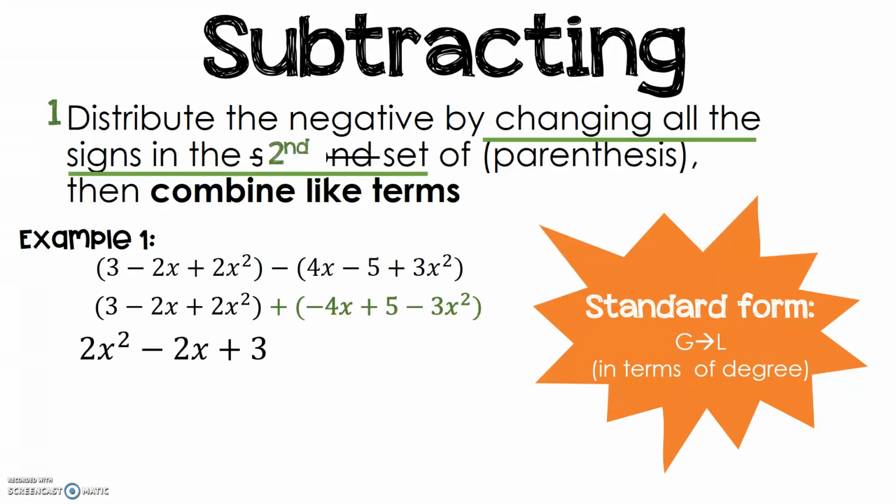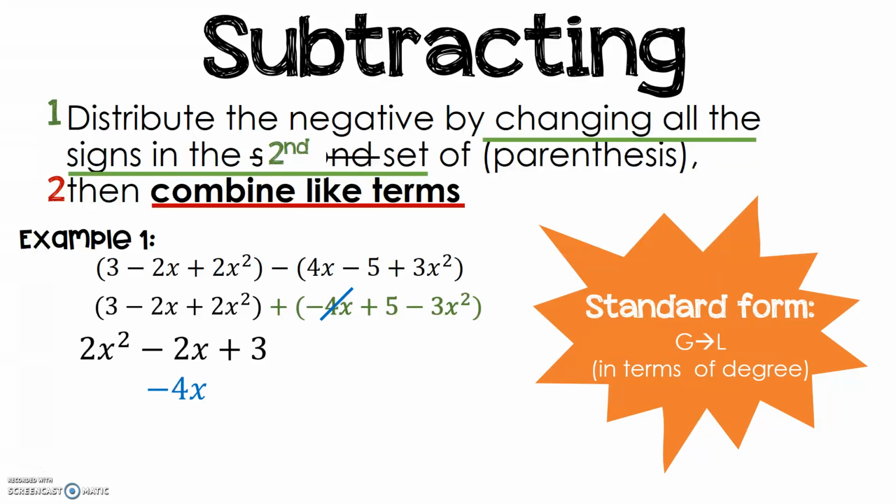Once I've gone ahead and done that, I am just lining it right up under my like terms as we did in our second method of adding. First term I see is negative 4x, and I'm going to line it up and put it right under negative 2x. Next is positive 5, which is a constant. We're going to put it under our 3. What we're doing here is combining like terms, which is our second step.